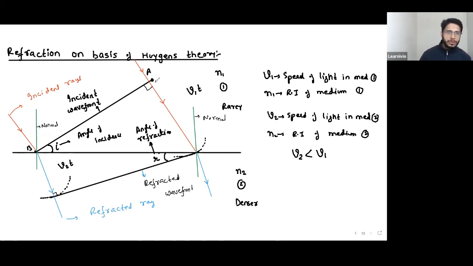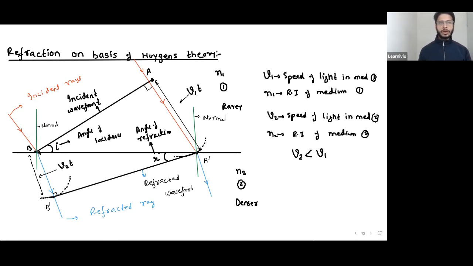This whole distance is basically this thing. This is the radius of your wavelet, which is V1t. And this one is the radius of the wavelet in the second medium, which is V2t. So I call this point A prime, and this point B prime. Now you just have to prove Snell's law. That means sin I by sin R is N2 by N1.